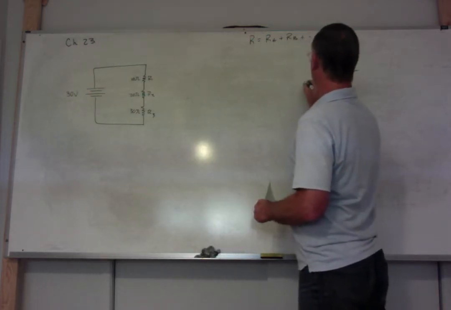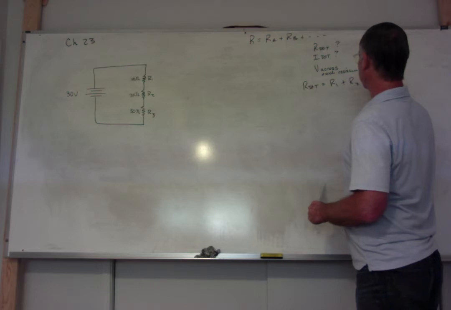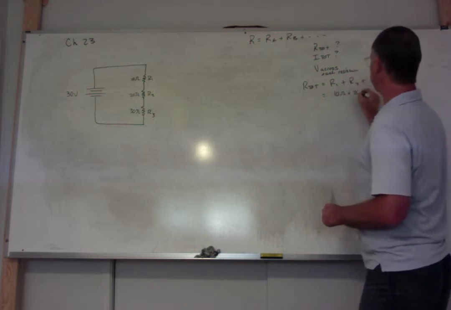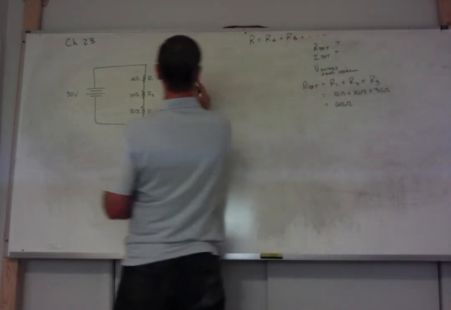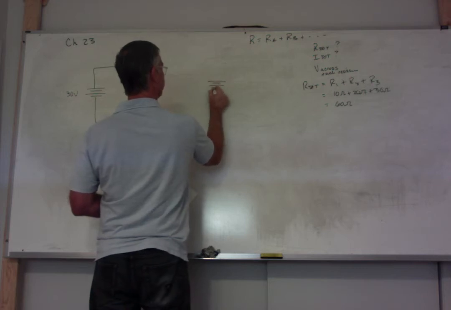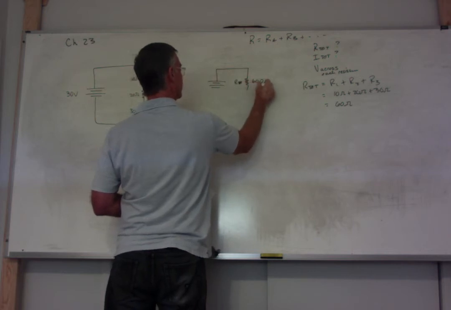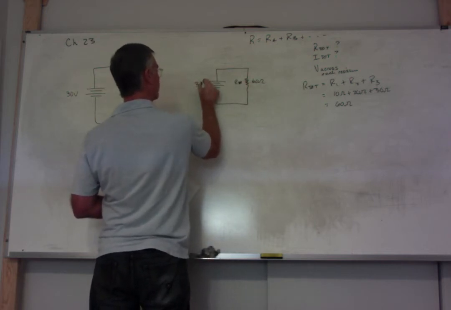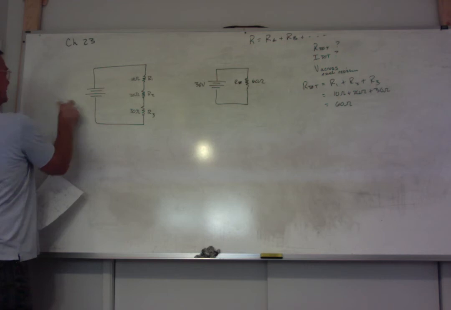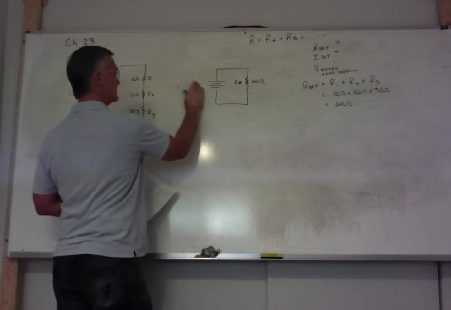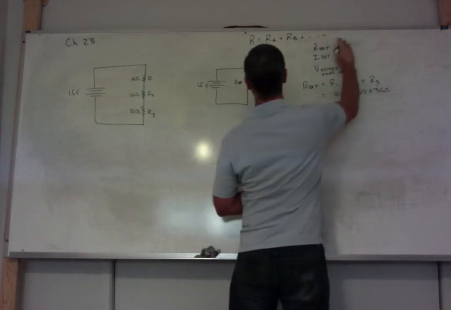The R total on this will be R1 plus R2 plus R3, and 10 plus 20 plus 30 is 60 ohms. So first thing we're going to do is rewrite this circuit as a single resistor, R total, 60 ohms, and this is 30 volts. You know, let's change this 30 to 15 just to make it different than the last one, okay? So we have the answer to this. Our total is 60 ohms.